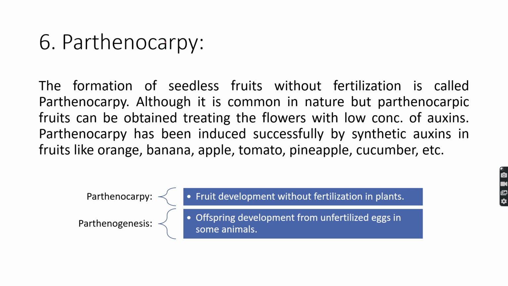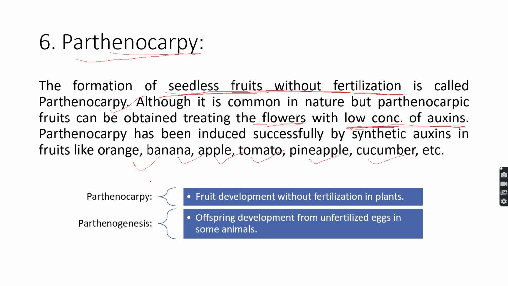The sixth important point is parthenocarpy. Parthenocarpy is formation of seedless fruits without fertilization. This process is called as parthenocarpy. Although it is common in nature, parthenocarpic fruits can be obtained by treating the flowers with low concentration of auxin. In flowering stage only, you have to treat with the low concentration of auxin, which will cause the parthenocarpy and you will get the seedless fruit. The parthenocarpy has been induced successfully by synthetic auxins in fruits like orange, banana, apple, tomato, pineapple, cucumber.